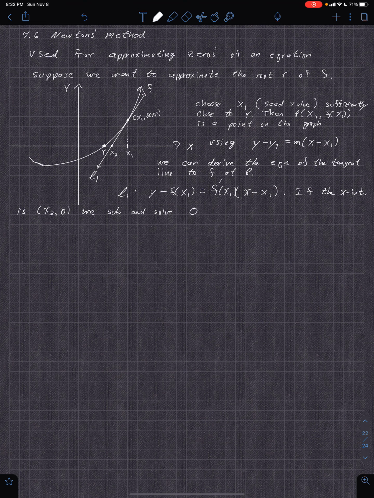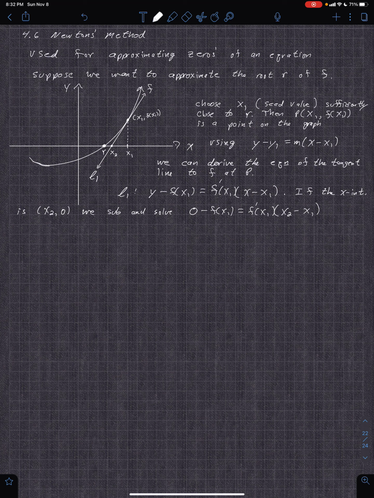and you get 0 minus f of x1 equal to f prime of x1 times x2 minus x1. So really all I'm doing is saying I want to find the value that is the x-intercept. So that value is, let's just call it that. And you can see that it would possibly hit here. So now what we're going to do is solve this equation for x2.